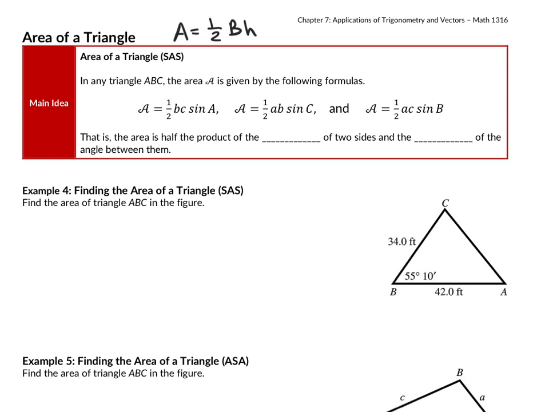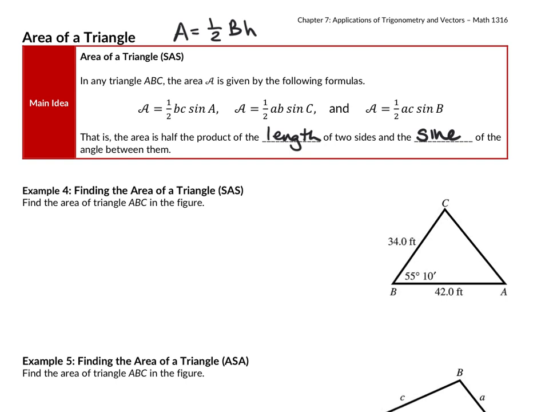So the area is half of the product of the length of the 2 sides and the sine of the angle between them. The way I remember this is, whatever 2 side lengths I know, the angle I'm using is the different letter. They're all different letters here. No matter what order or what you know, it's always the included angle.